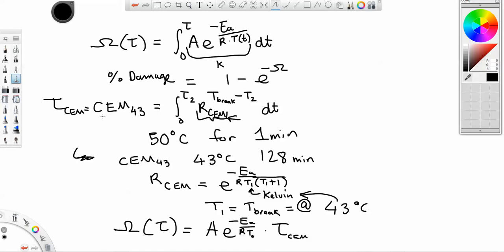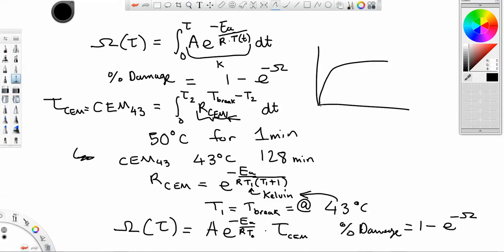So once you find the number of minutes that's equivalent to the process at whatever temperature you're using, you just multiply with this at 43 degrees Celsius, and you find the damage by just, as we've done before, percent damage 1 minus e to the minus omega. Alright, so in COMSOL, that's what I try to do. I basically compare the two damage predictions.